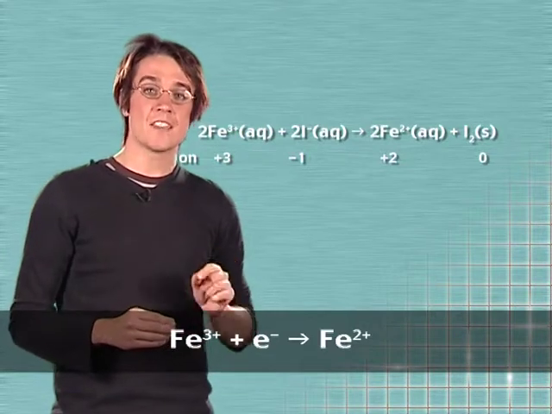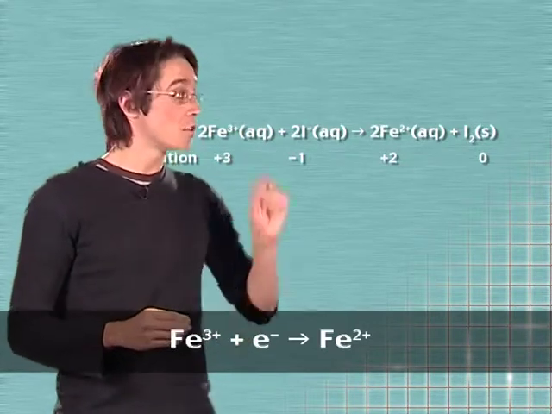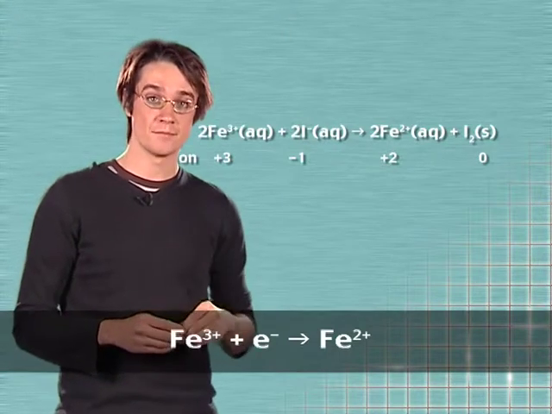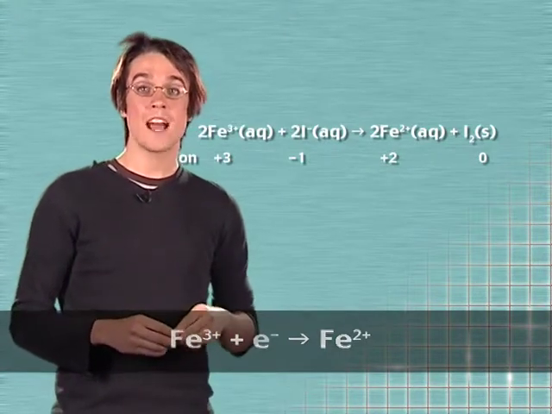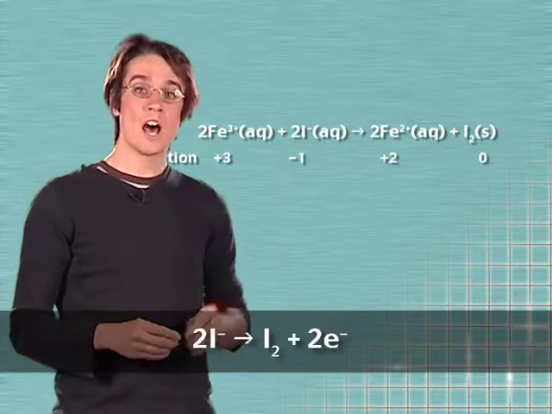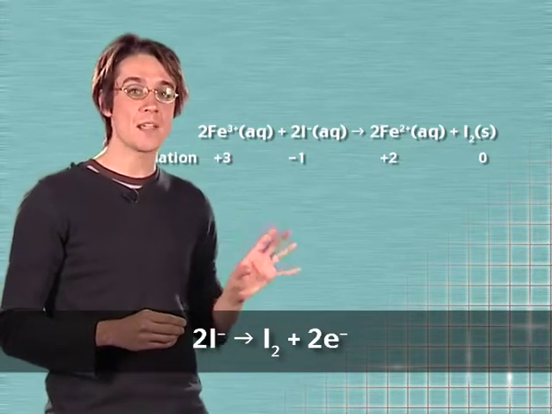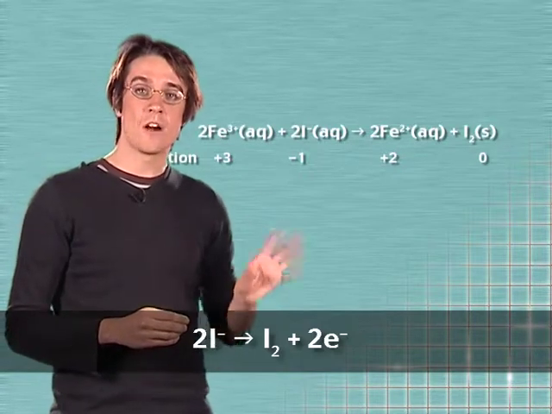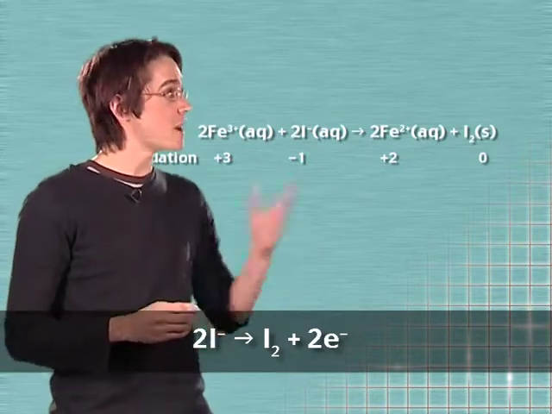You can see that the iron atoms are balanced, and 1 electron is added to the left-hand side to balance the charges. Okay, now the iodide half equation. A 2 is needed in front of I- to balance with I2, and 2 electrons are added to the right-hand side to balance the charges.